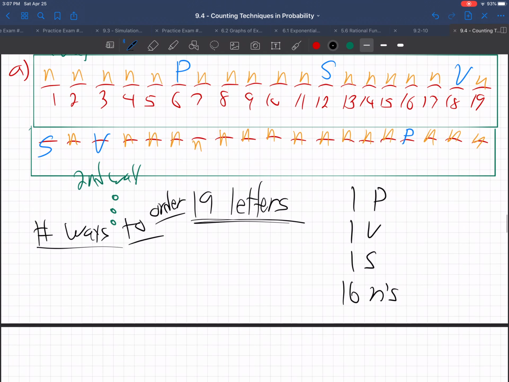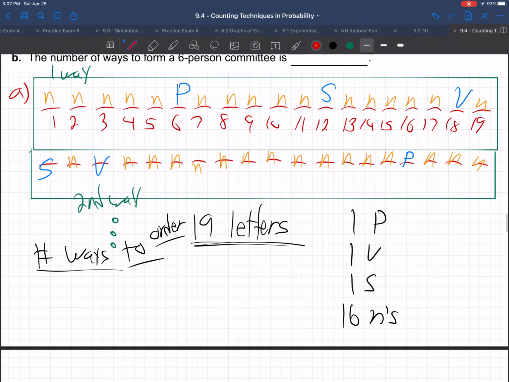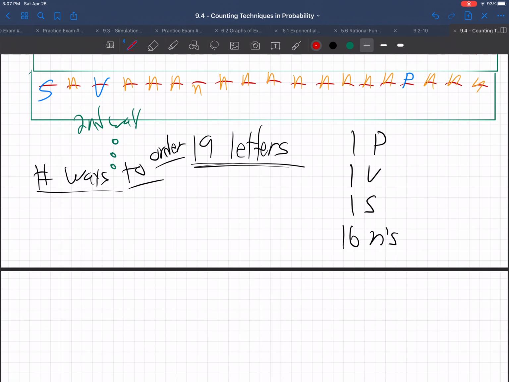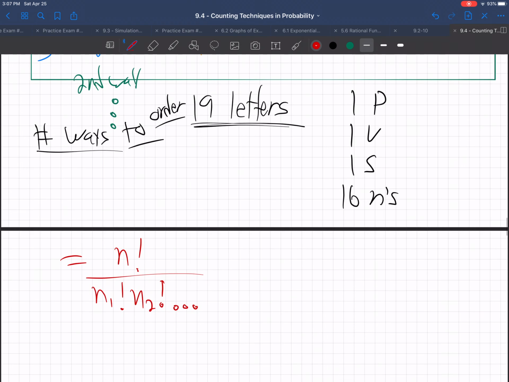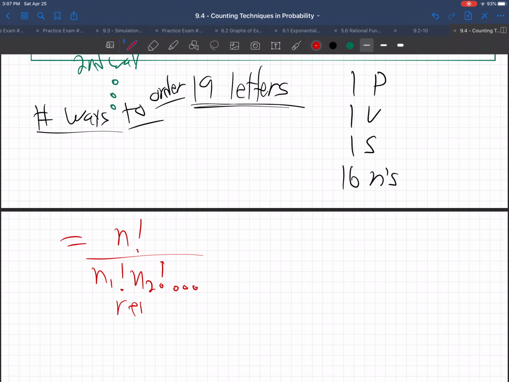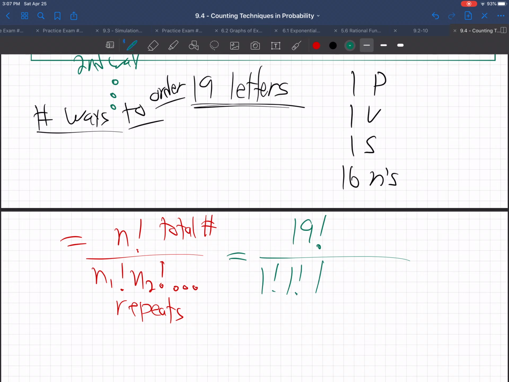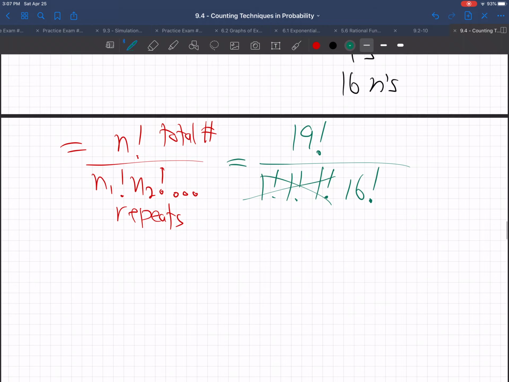So remember what we've learned? What's the formula for how you put a bunch of letters in order where you've got repeats? The formula is n factorial over n1 factorial, n2 factorial, etc., where the bottom is the repeats and the top is the total number. So in our case, total number is 19 over 1 factorial, 1 factorial, 1 factorial, and 16 factorial. You don't even have to do those 1 factorials because 1 factorial is just 1, not changing anything.